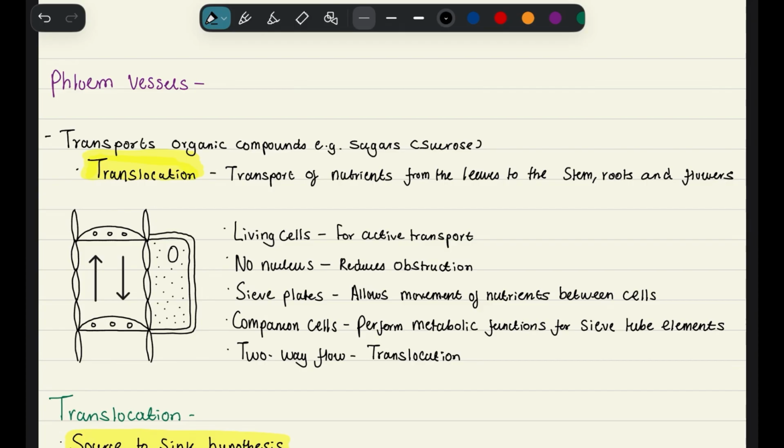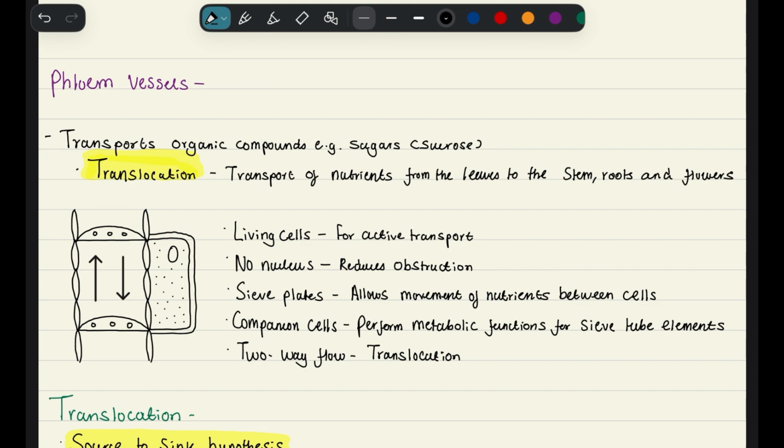Okay, we're also going to talk about phloem vessels. Phloem vessels are also a transport vessel, right? It transports organic compounds, or your nutrients, whatever you want to say, all throughout the plant by the process of translocation. What is translocation? Translocation is the transport of nutrients from the leaves to the stems, roots, and flowers.